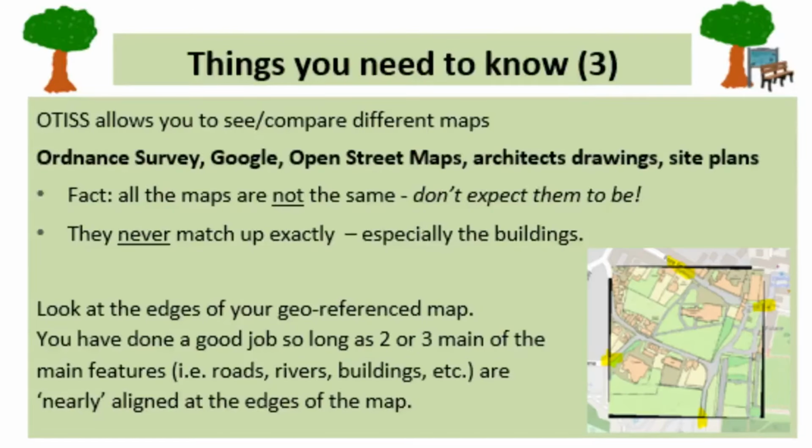There's a couple of more things I need to tell you. OTISS allows you to see and compare different maps. You need to understand that all maps are not the same and you can't expect them to be. They never match up exactly, especially the buildings. They're always slightly different shapes and slightly different positions. Look at the edges of your georeference map. You will have done a good job if 2 or 3 of the main features match up and align with the base map.